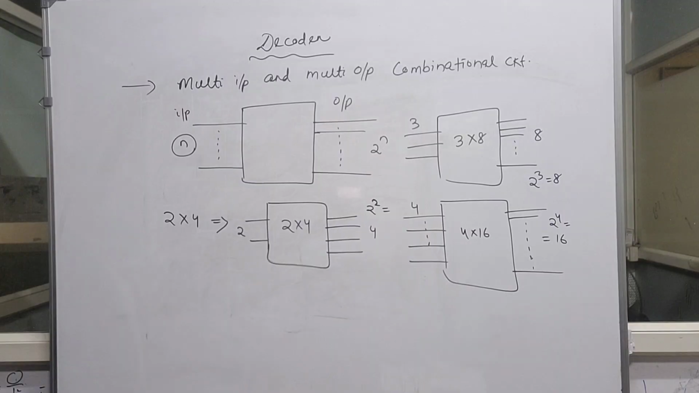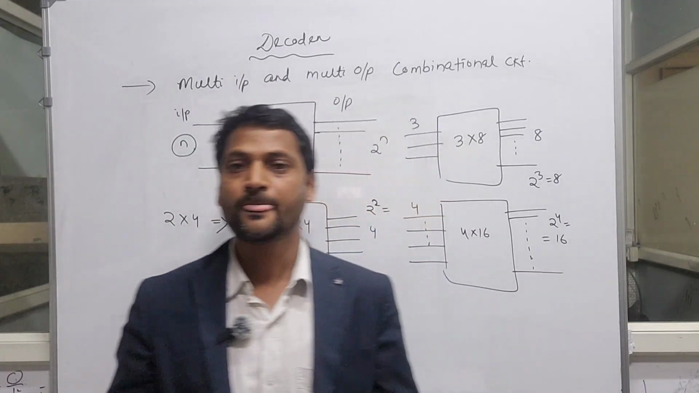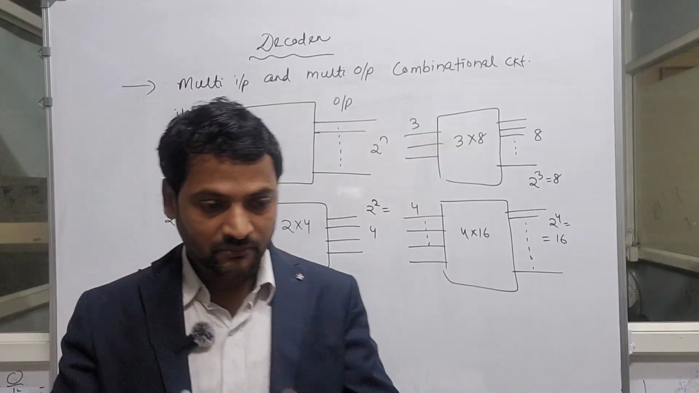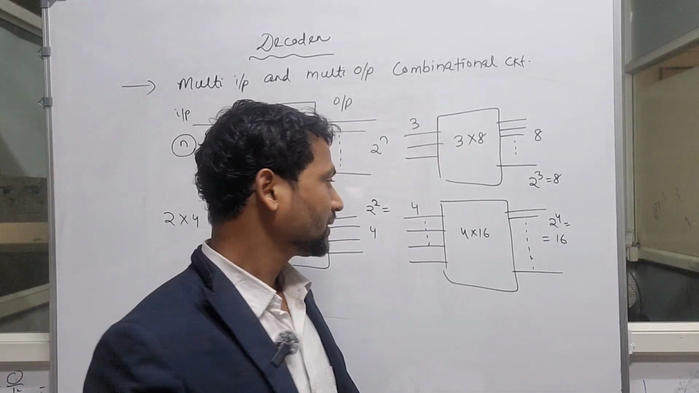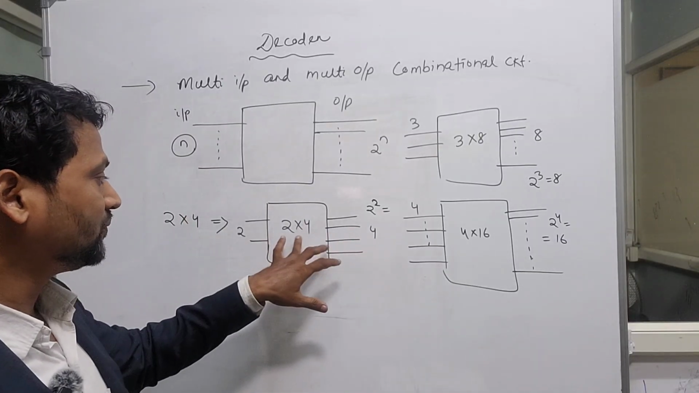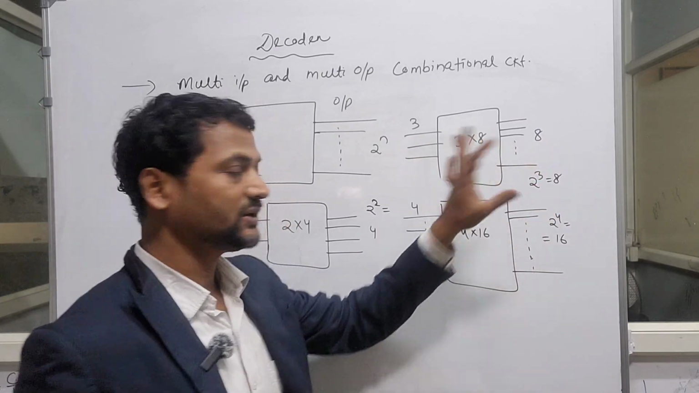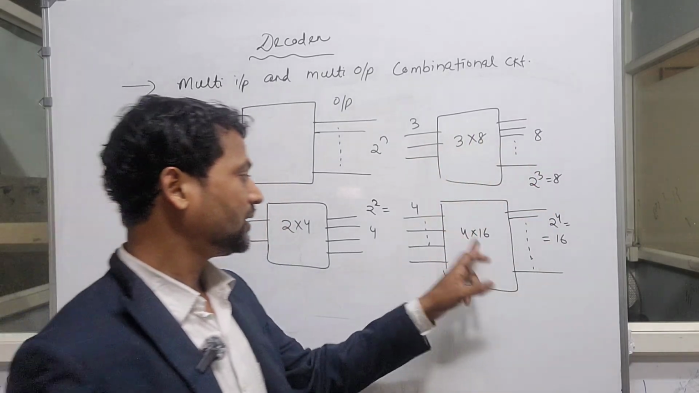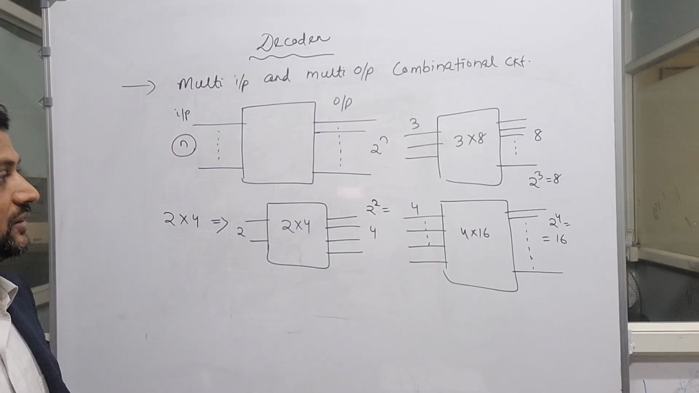I repeat again, decoder is a multi-input, multi-output combinational circuit. If n number of input it has, the output will have 2 to the power n. If input is 2, output will be 4, that is 2 into 4 decoder. If input has 3 line, output has 8 line, that is called 3 into 8 decoder. If input has 4, output has 16 line, that is called 4 into 16 decoder.